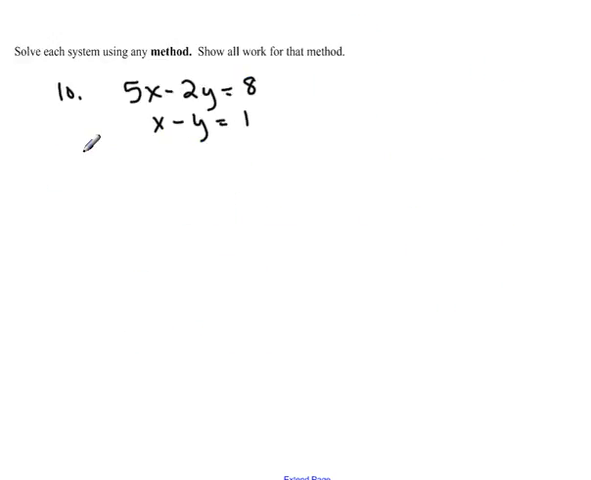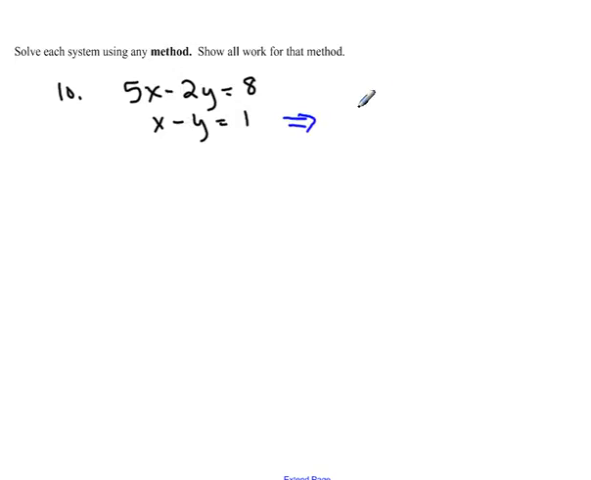Alright, the next 4 problems have the instructions to solve each system using any method. Show all work for that method, which means you can choose whatever method you prefer. That means substitution, elimination, or graphing. Typically, I only use the algebraic method, so I will only be showing either substitution or elimination. For this particular problem, you could use substitution.